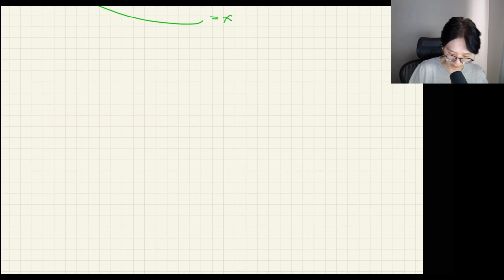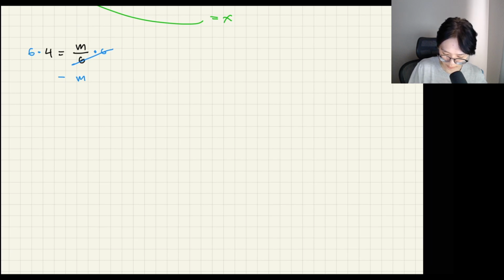Run through some more real fast. 4 equals, let's do m divided by 6. Solve for m. Multiply both sides by 6. Those cancel out, so now we're just m on this side. 6 times 4 is 24. M equals 24.